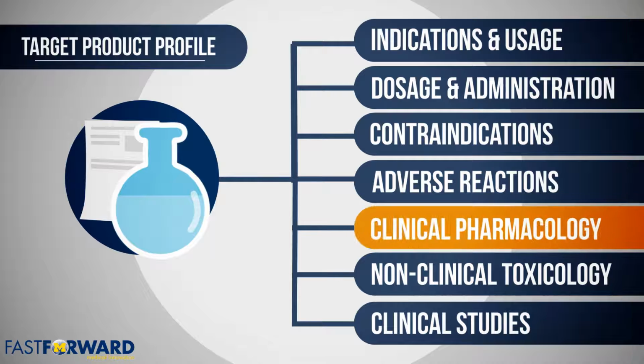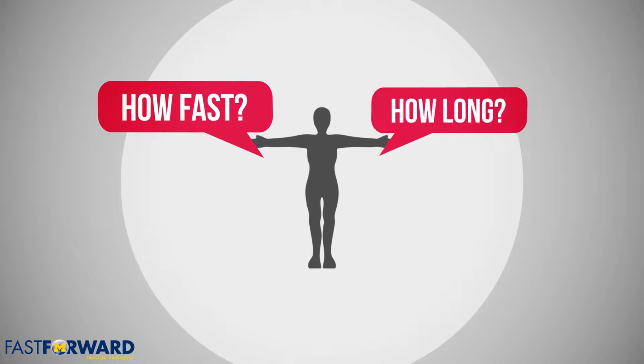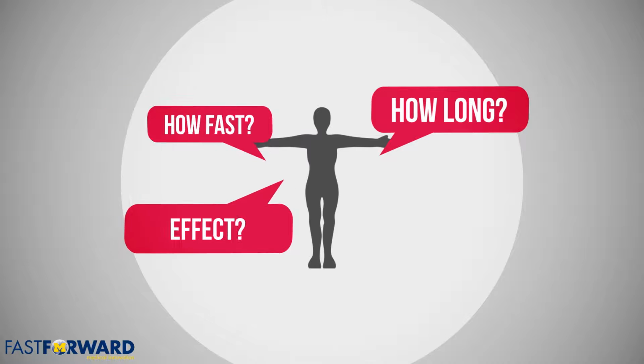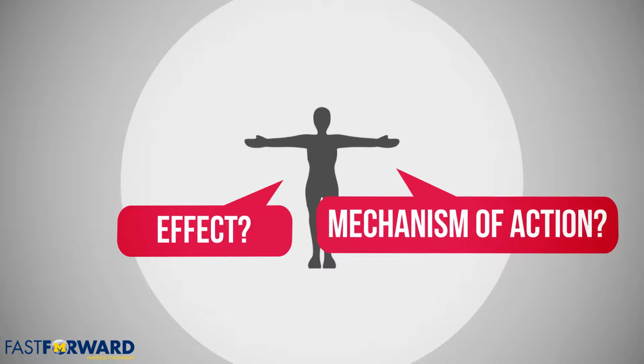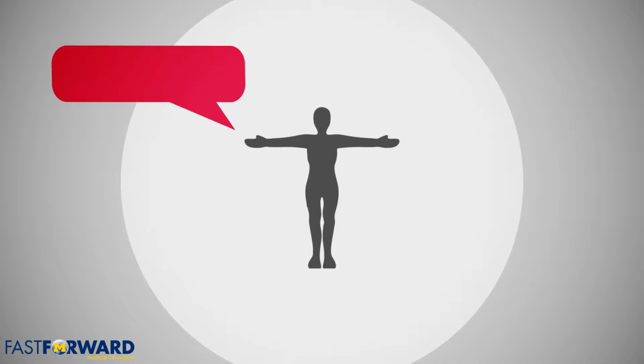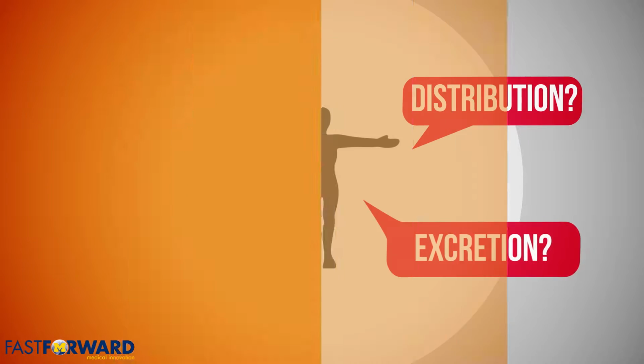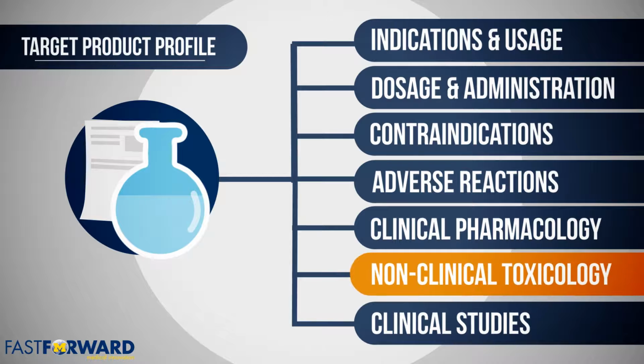For clinical pharmacology, you will identify the optimum pharmacokinetics and pharmacodynamics of your therapeutic. Pharmacokinetic factors include how fast the therapy will reach the target organ and how long it will persist in the body. Pharmacodynamics refers to the effect and mechanism of action on the body. In this section, you will also address how the therapeutic is distributed throughout the body, including its absorption, distribution, metabolism, and excretion.